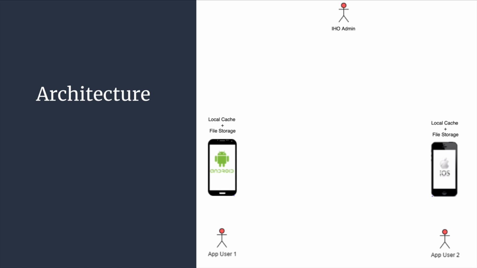So, like I mentioned before, we have 2 kinds of users here, the end user and the IHO admin. The end users are basically using an Android application or an iOS application. The data that is visible in the Android app or the iOS app to the end users is controlled by the IHO admin. So that data is entered into the database via the Java Swing desktop application.